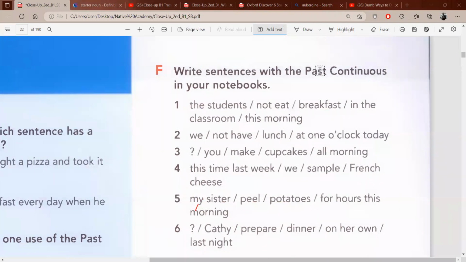Write sentences with the past continuous in your notebook. Of course, I want you to say it يعني orally. طيب, I will start with مين. طيب, أنا هبدأ من تحت. محمد مدحت. Start with the first one. The students not eat breakfast in the classroom this morning. I want you to use the past continuous to describe this sentence.